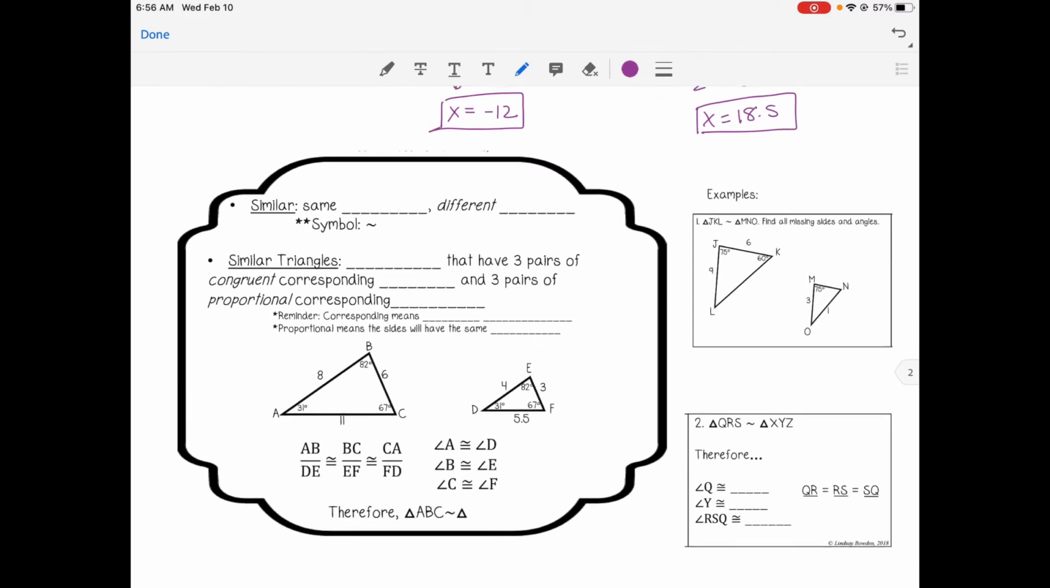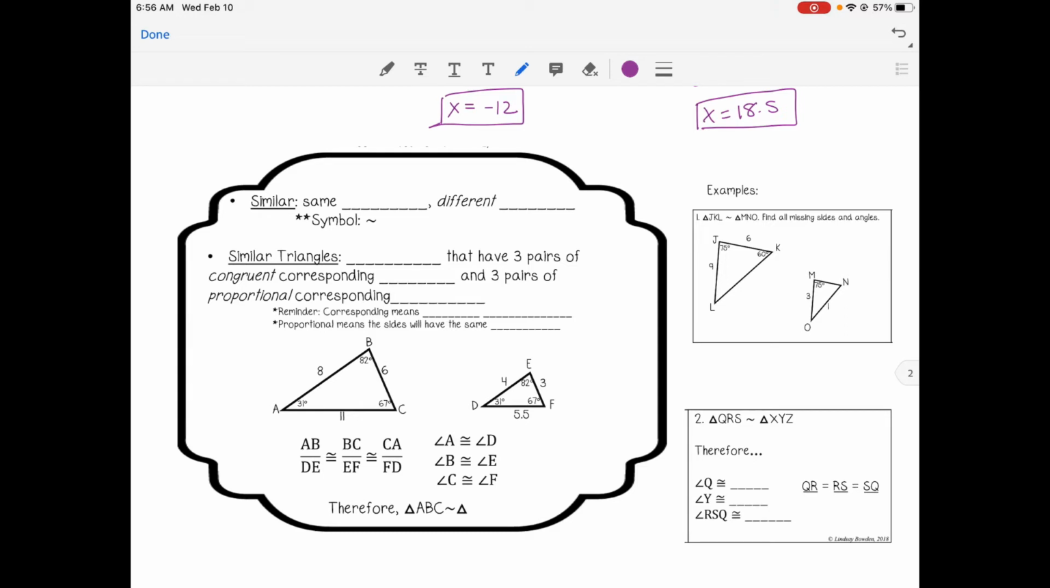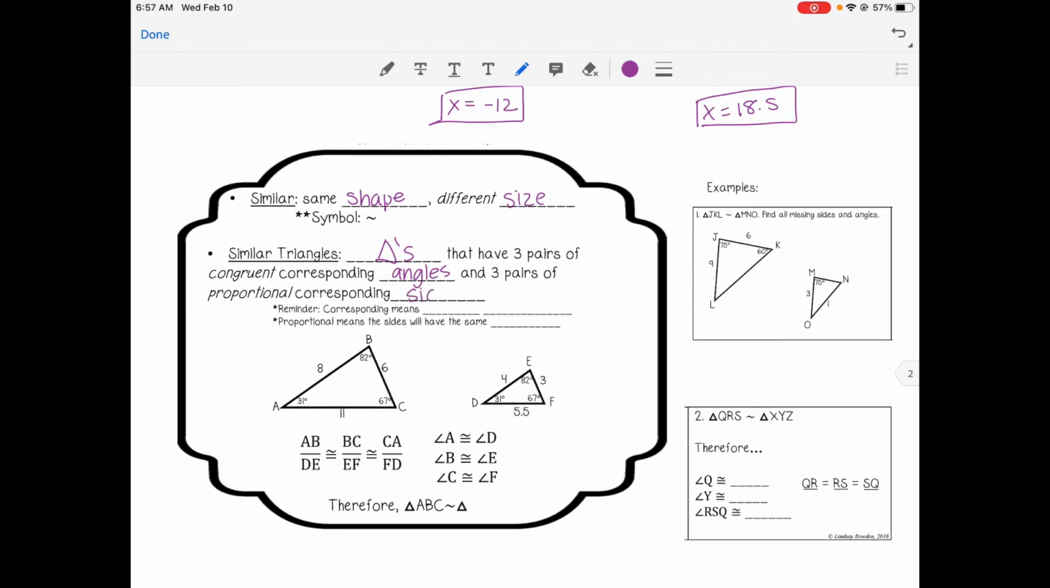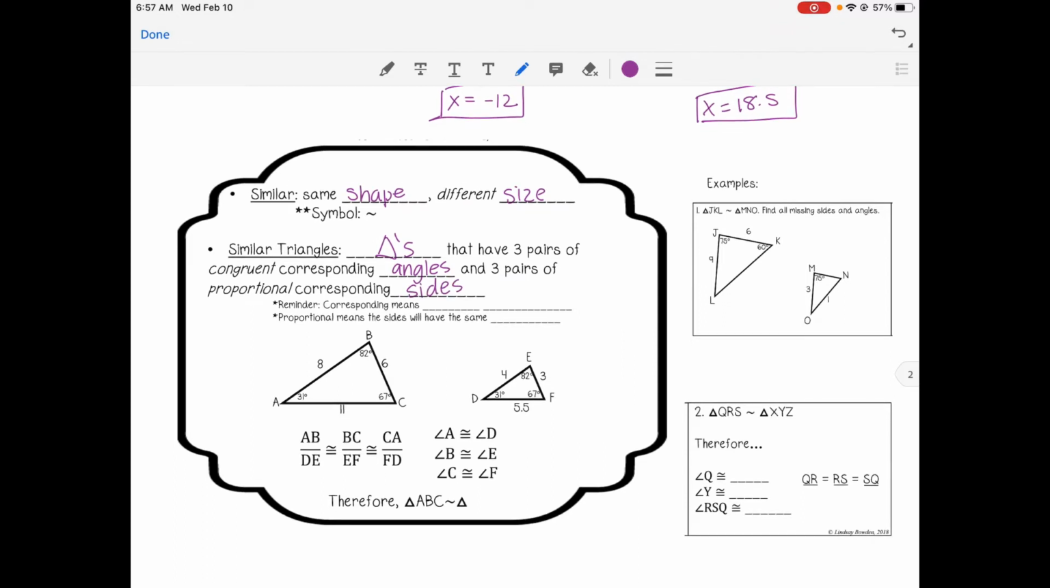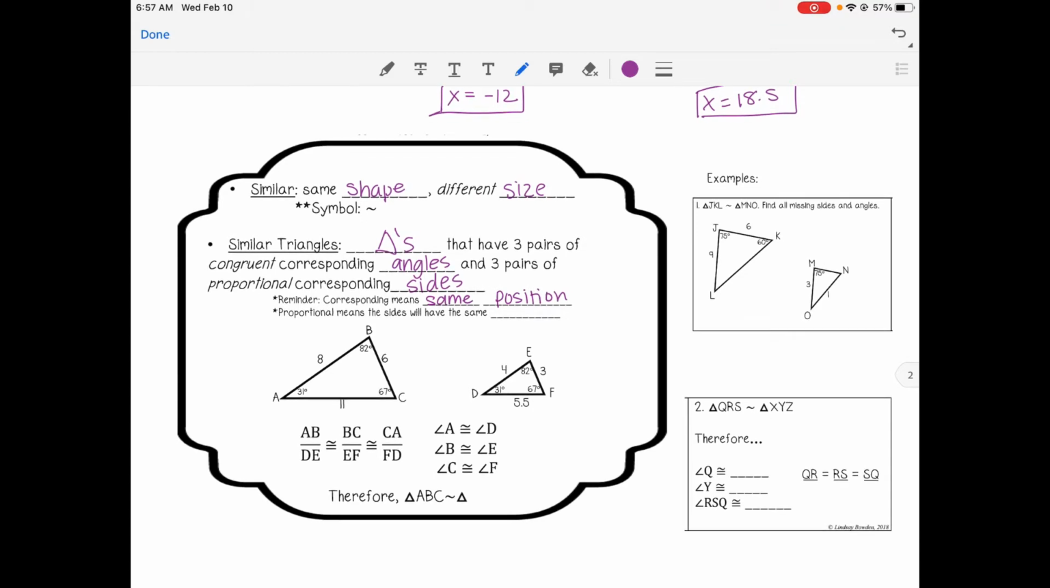Okay. So as a reminder for you today, similars are the same shape, but different size. The symbol we use is that little squiggle line. Similar triangles are triangles that have 3 pairs of congruent corresponding angles and 3 pairs of proportional corresponding sides. Reminder that corresponding means they're in the same position, and proportional means that the sides will have the same ratio.